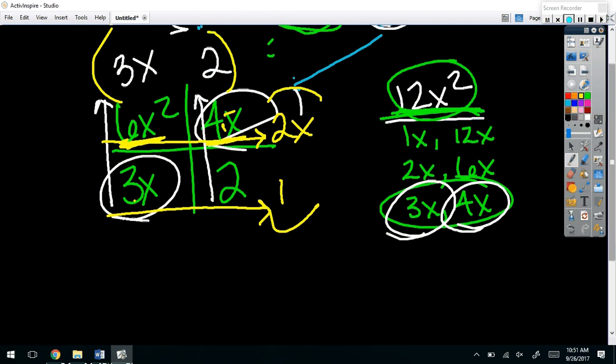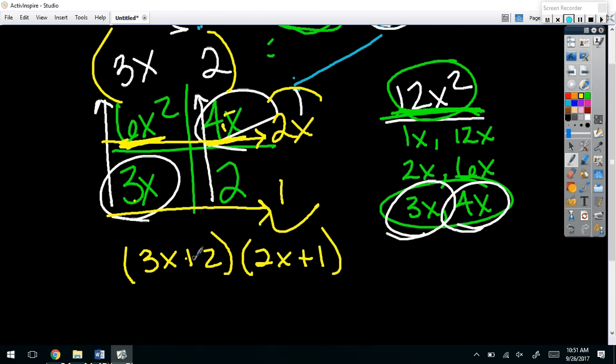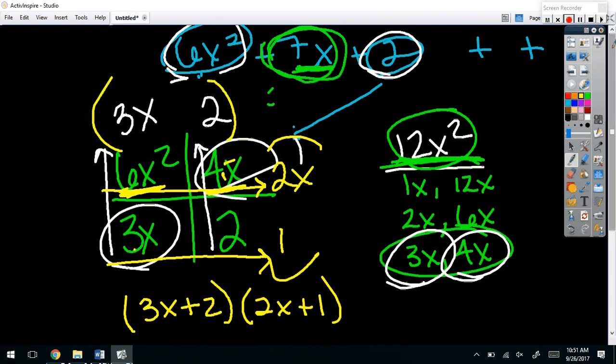Correct. Because I know that my signs are the same and they're both plus, this is 3x plus 2, 2x plus 1. The 1 is there because nothing goes into 3 and 2. So it'd be 1. It wouldn't be 1x, because there's no x on the 2. That's the answer.